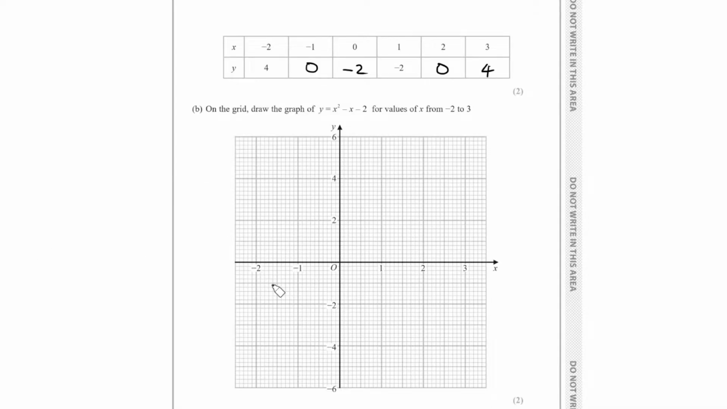So -2, 4, -1, 0, 0, -2, 1, -2, 2, 0, and 3, 4. And then it should create a U shape because we know it's a quadratic. So I know that that would make sense. Obviously, I'm going to try and join it up. You should use a pencil just in case it goes wrong and you need to redo it. That was really bad. Yours will obviously look a lot nicer than mine, that's for sure.